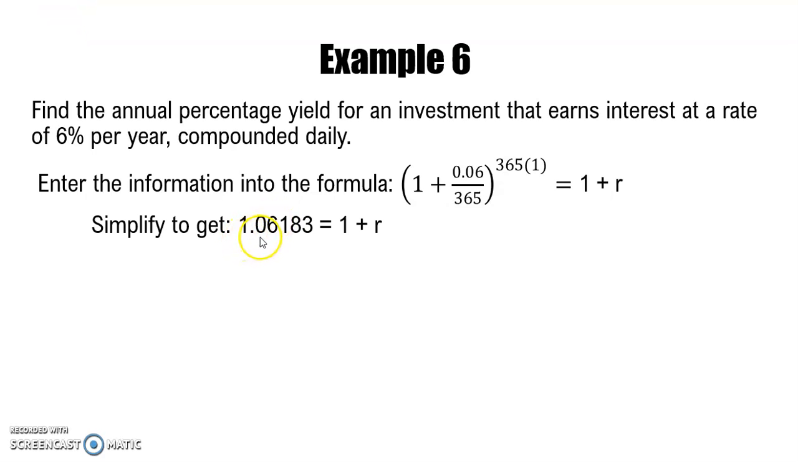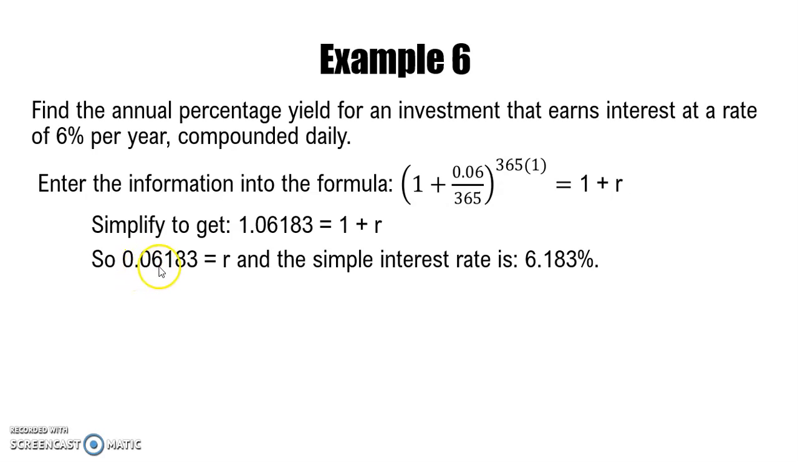So I got 1.06183 or so. And now we just need to get R alone by subtracting 1. So our final answer is 0.06183 equals R. And our simple interest rate, I'm just going to change this into a percentage by moving the decimal 2 places to the right. It's 6.183%. And that's our final answer. That's the annual percentage yield. The simple interest rate that will get you the same amount as your compound interest.